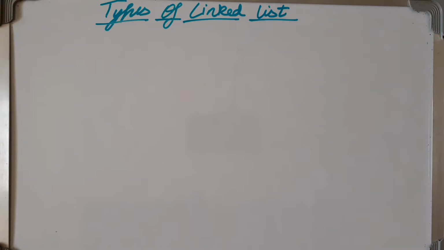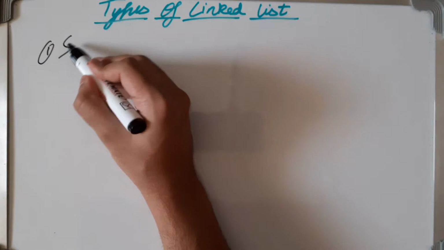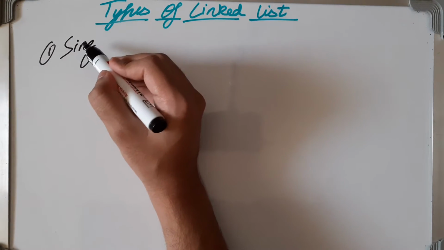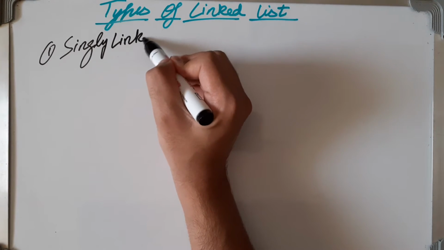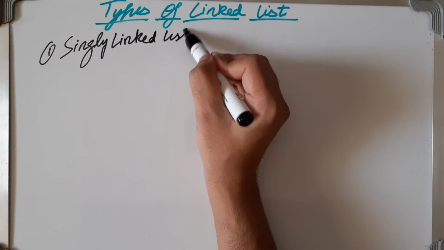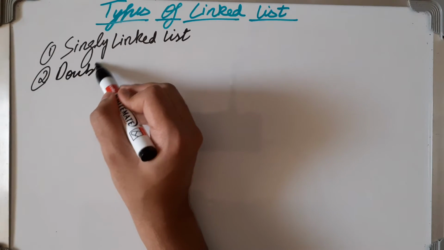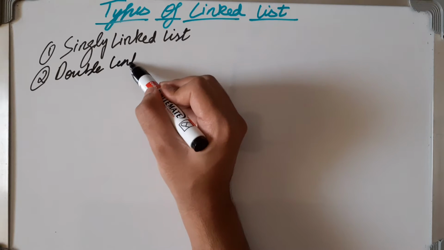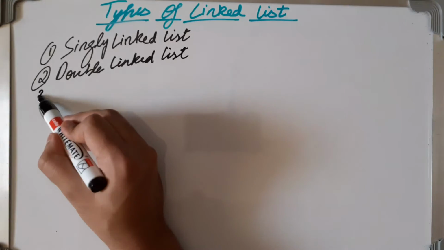Today we are going to discuss types of linked list. As we have discussed earlier, there are three types of linked list. First is single linked list, double linked list, and we have circular linked list.